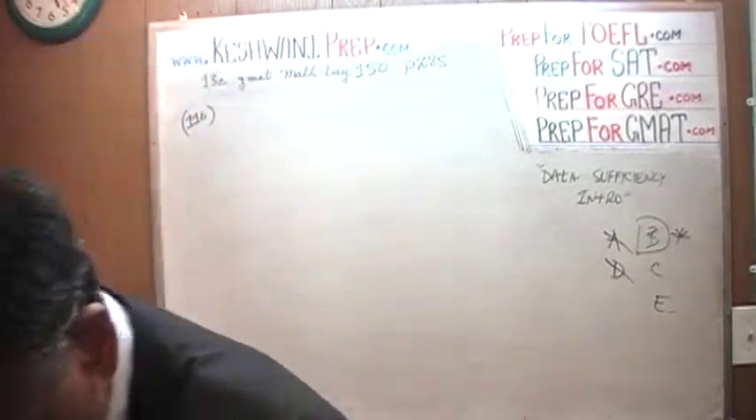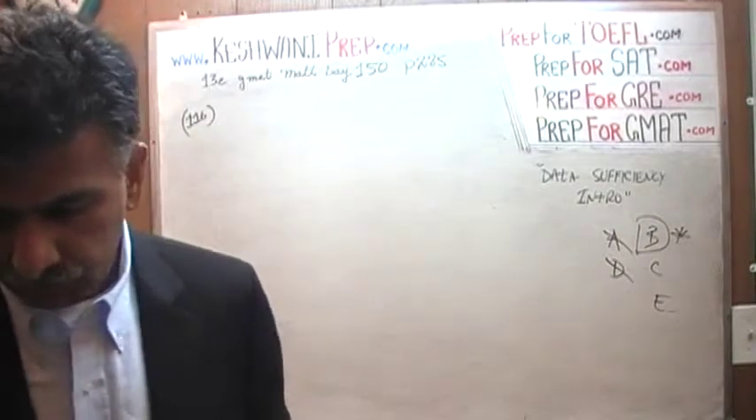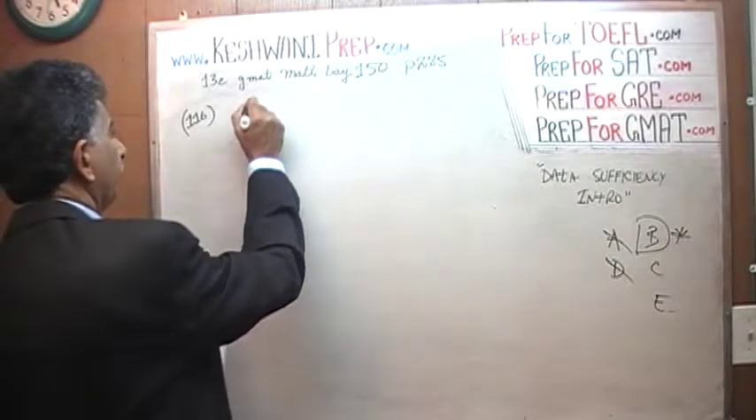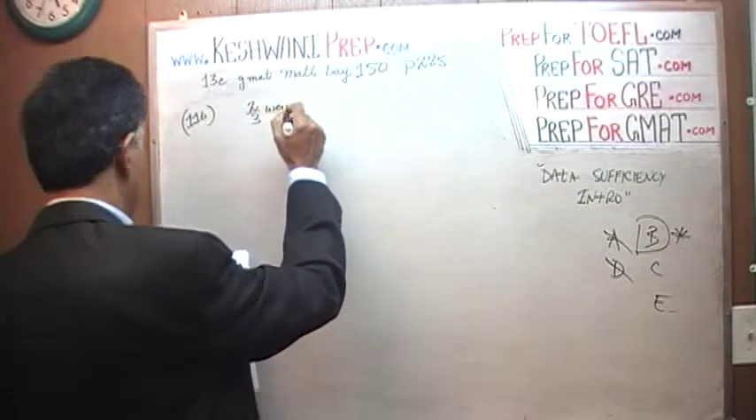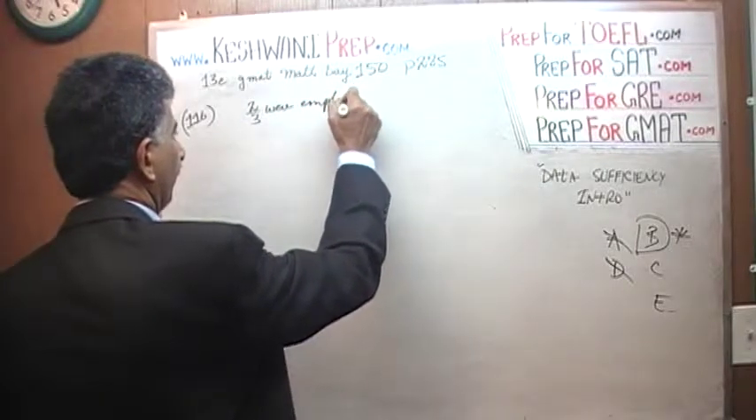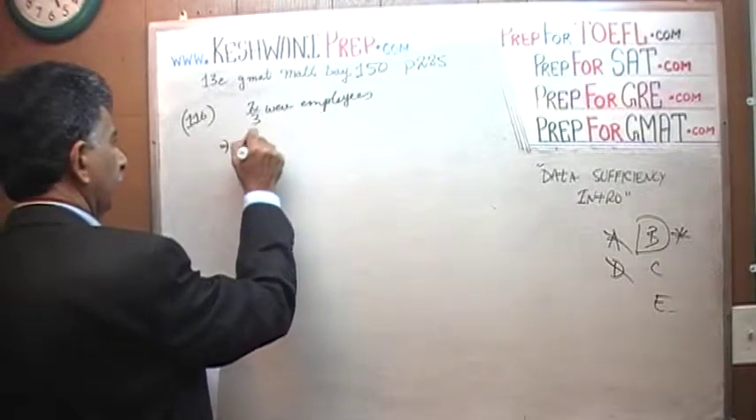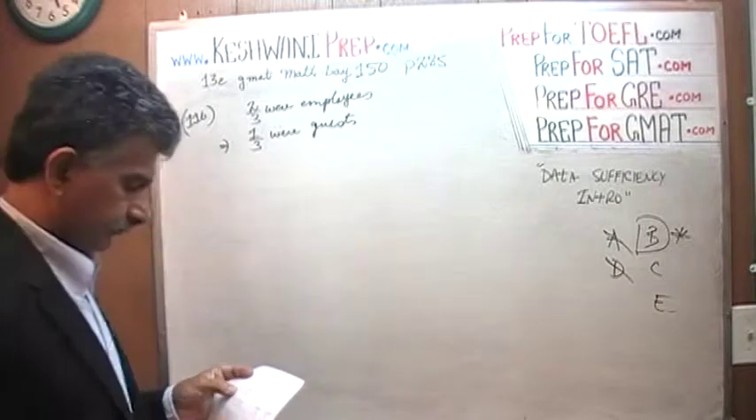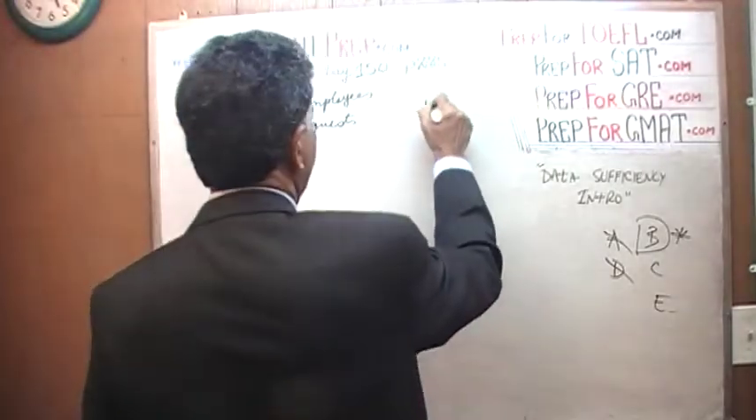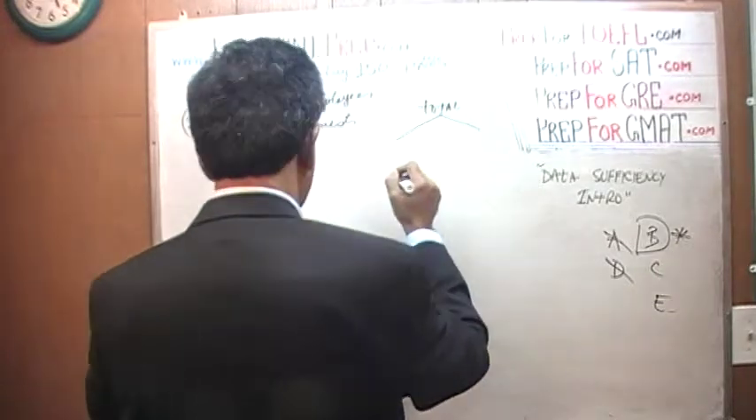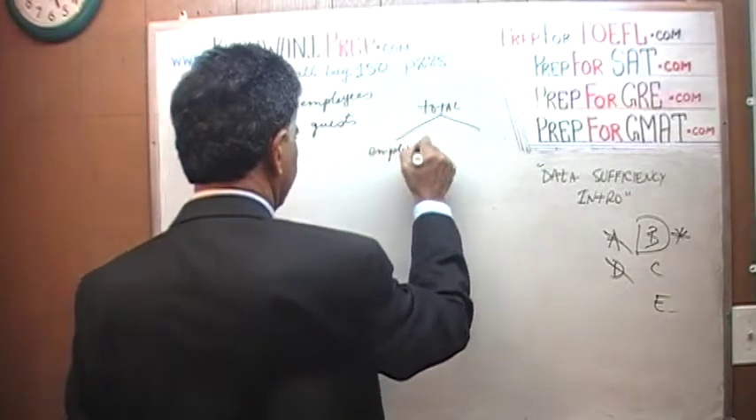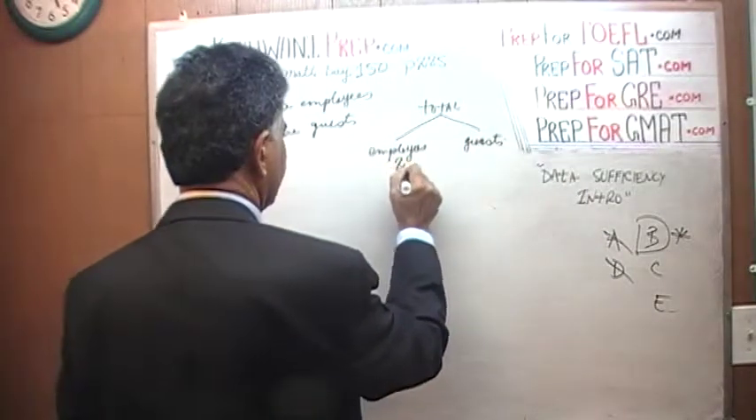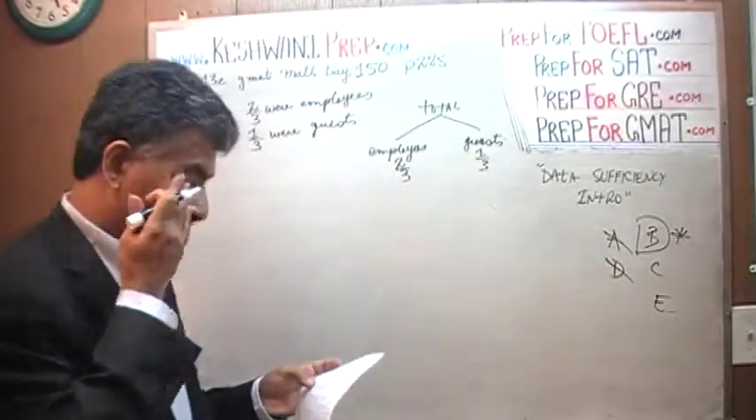Let's see what they tell us. It says, on a company-sponsored cruise, 2/3 of the passengers were company employees. That implies that 1/3 were guests. So let's make a note here. We have the total here, here are the employees, and here are the guests. That is 2/3, and this is 1/3. So far so good.